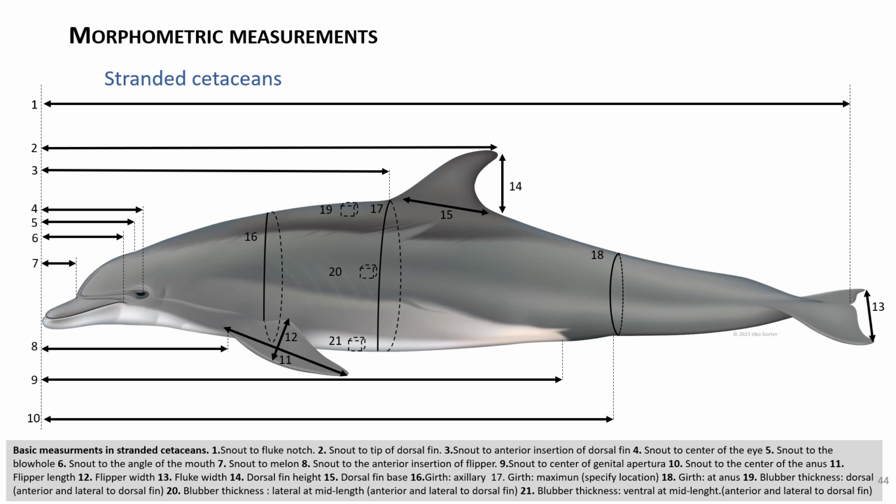The 11th is the flipper length, then the flipper width, the fluke width, the dorsal fin height, and then we're going to take some girth at the axillary level, the maximum girth, where we need to specify the location, and the girth at the anus. Then we're going to take the blubber thickness at the dorsal, lateral, and ventral side.